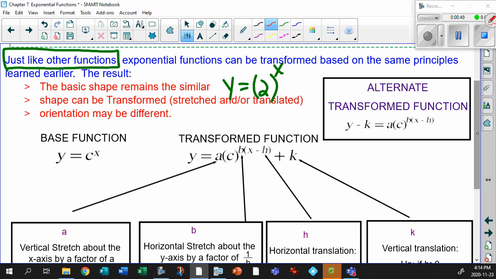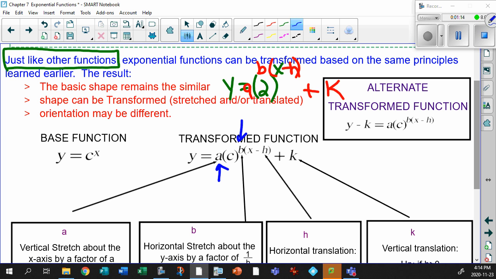If we're going to stretch it vertically, we have to have some factor up front, a. If we're going to stretch it horizontally, this better have a b here. If we're going to move it left and right, we're going to put an h here. If we're going to move it up or down, we're going to put a k here. And look where the emphasis is. The emphasis, of course, is going to be on a, right?